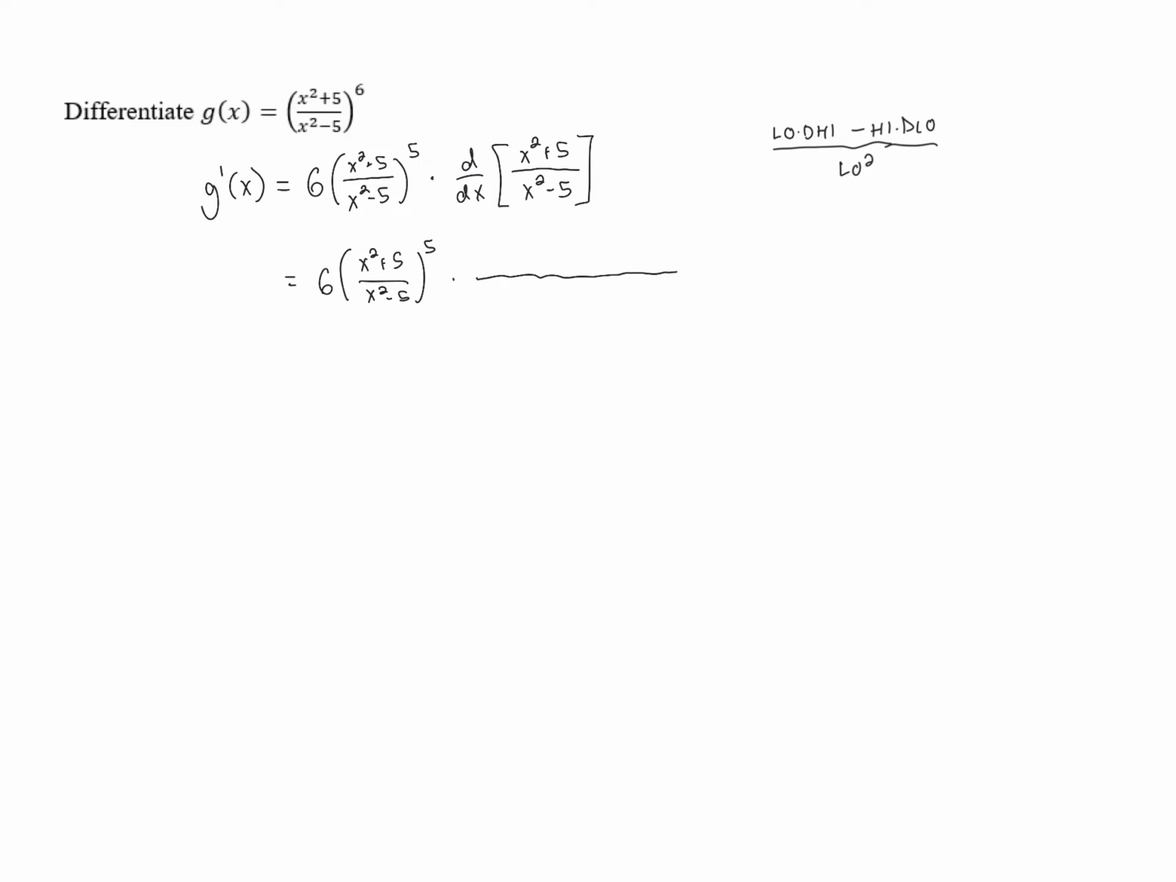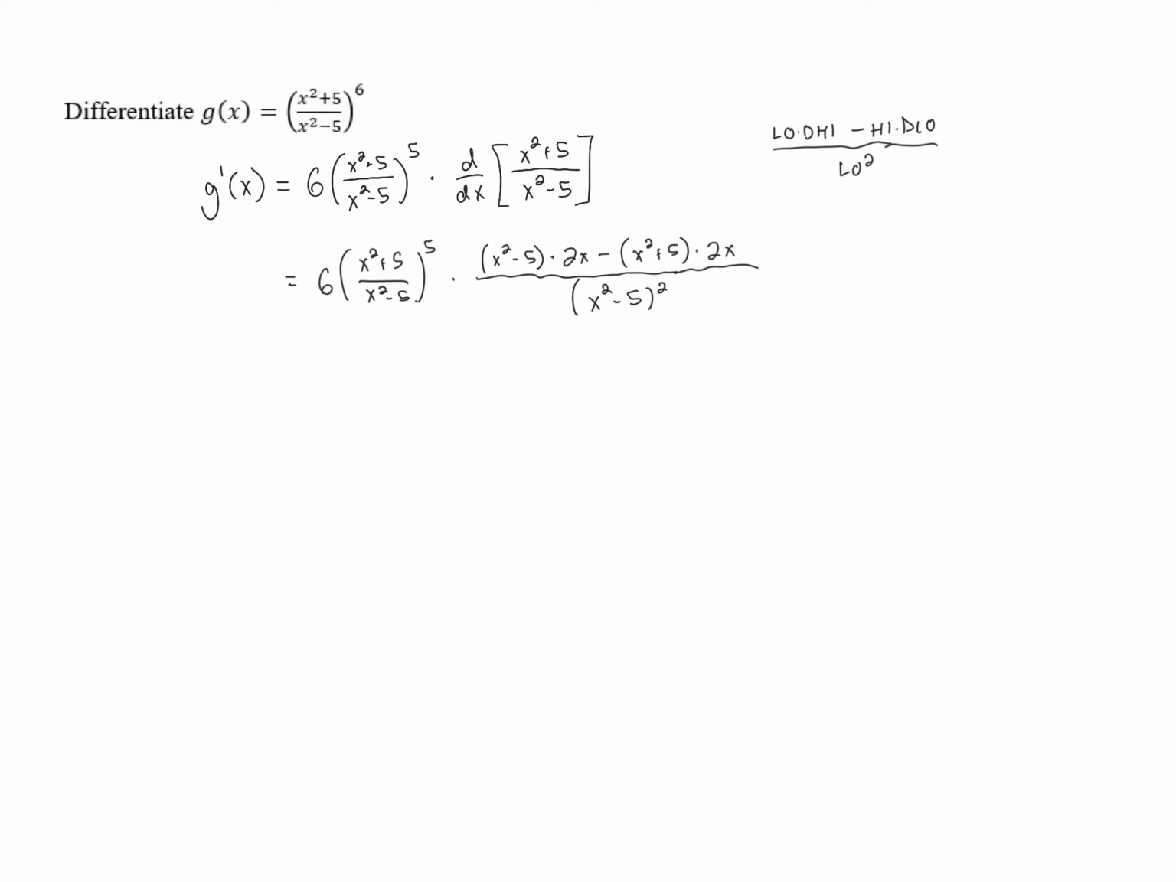We've got low d high. The low function is x squared minus 5 times the derivative of the higher function. The derivative of x squared plus 5 is 2x. And then minus the higher function, which is x squared plus 5, times the derivative of the lower function. Well, the derivative of x squared minus 5 is also 2x. So both of those are going to be multiplied by 2x. And then that's all going to be over the lower function squared. So x squared minus 5, quantity squared.